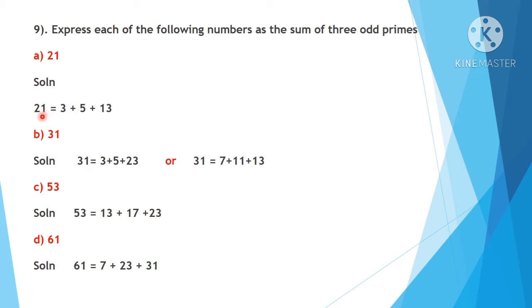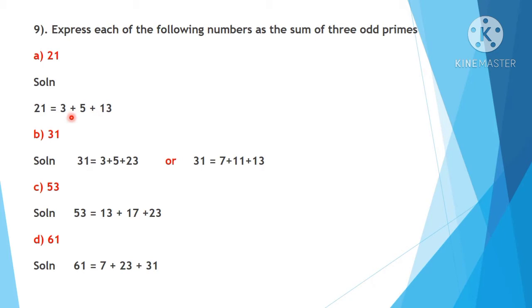So you can write any set of odd prime numbers. For example, I have written 3, 5 and 13. You can write any 3 numbers, but they should be odd numbers and also prime numbers. Okay, that is your wish. You can use any method and find the 3 numbers. But the 3 numbers should be odd and prime numbers.